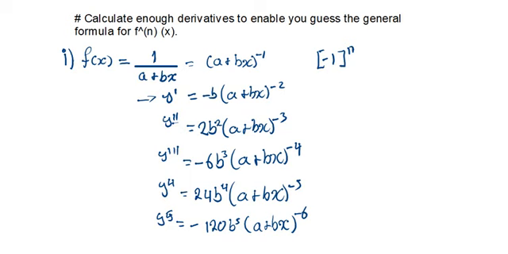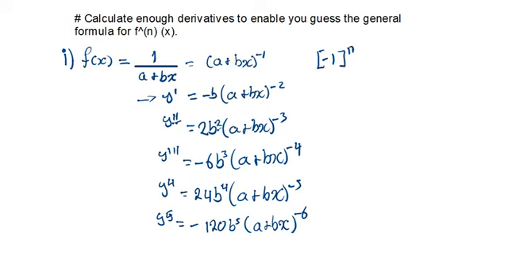Okay, so what about the b? B is just changing in terms of n, because when you have 2 here, we also have 2 here. We have a 3 here, we also have a 3 there. So the b is just changing in terms of the n value of the derivative.